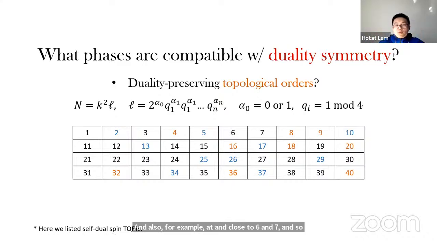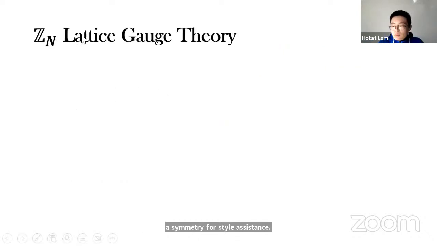Okay, so I went through really the hard part of today's talk. I proved the theorems, and I showed that there's a symmetry enforced gaplessness. Now we can enjoy this and start making some good use of this. So I'm going to discuss an example, which is ZN lattice gauge theory.